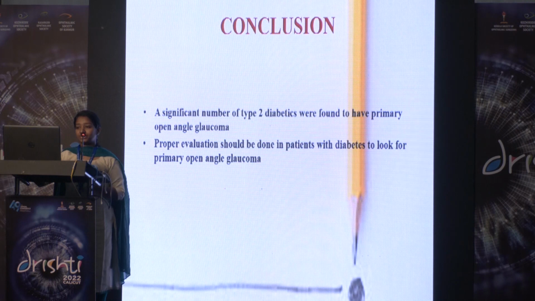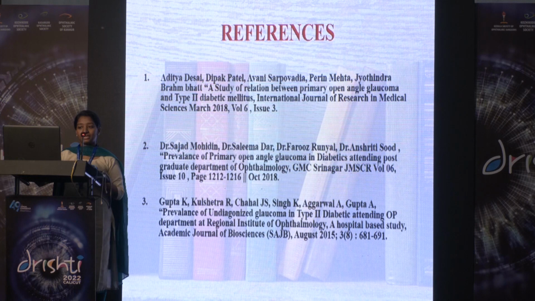So the conclusion of my study is that a significant number of type 2 diabetics were found to have primary open angle glaucoma, and proper evaluation should be done in patients with diabetes to look for primary open angle glaucoma. These are my references.